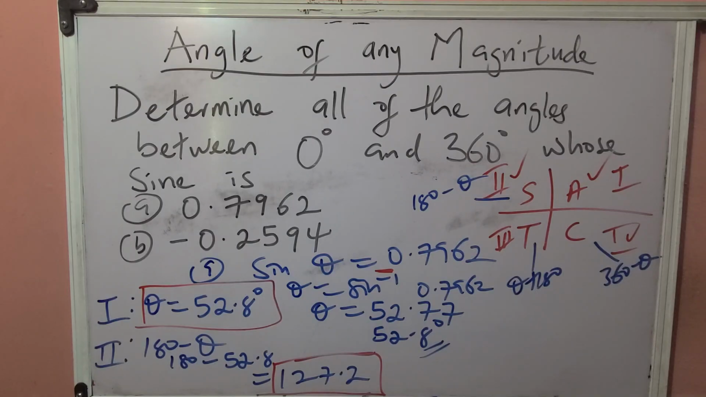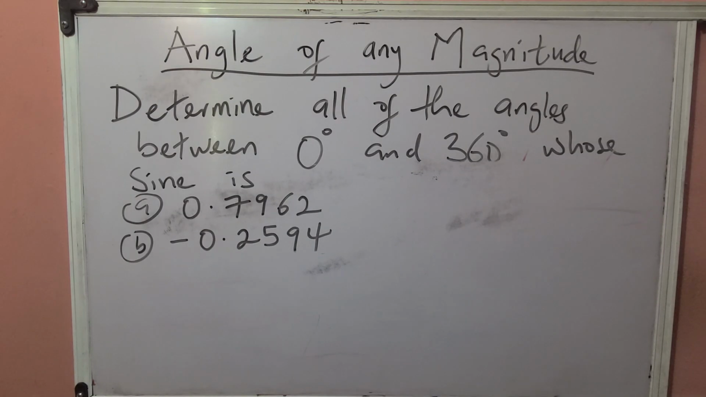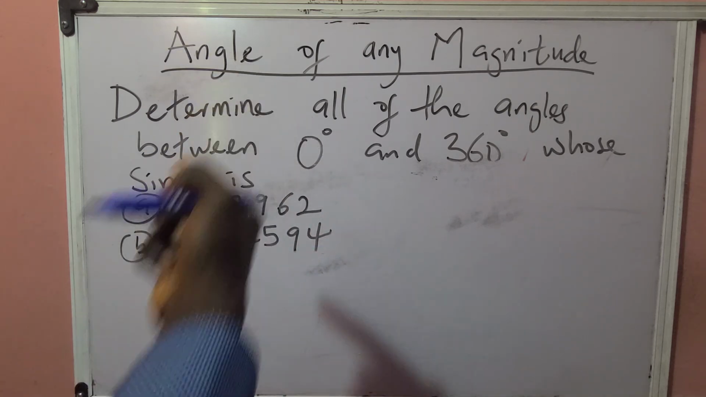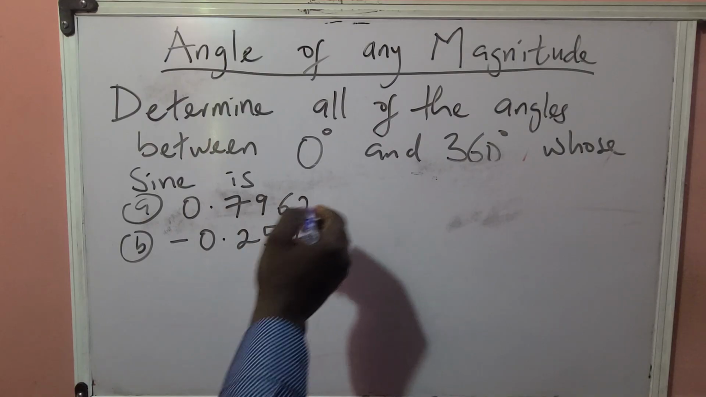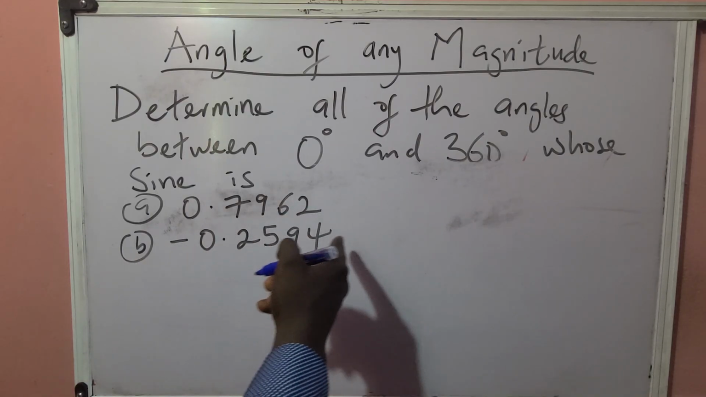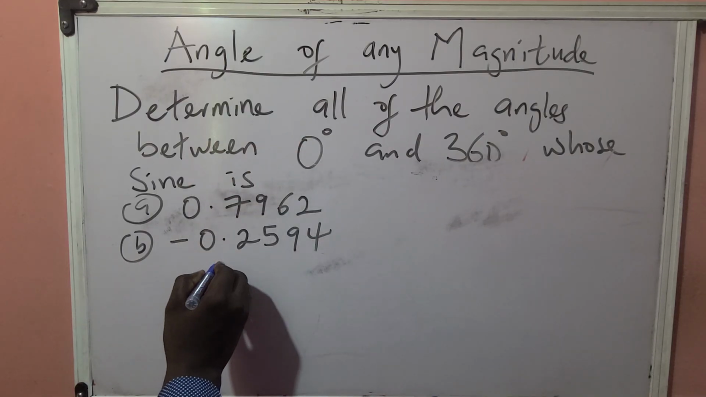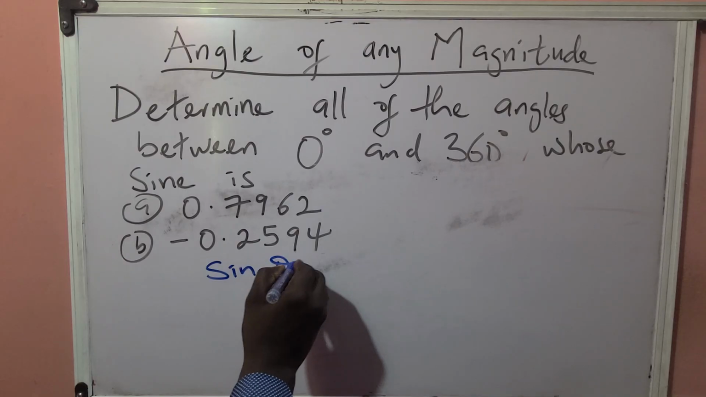Let's try and solve question number 2. That will give you a much better understanding of what we're doing. All right, so look quickly at question number 2. I told you already that the very first thing you have to do is to interpret this word problem very quickly. You are asked to determine all the angles between 0 and 360 degrees whose sine is 0.7962 and then minus 0.2594. That means what angle had this as its sine.